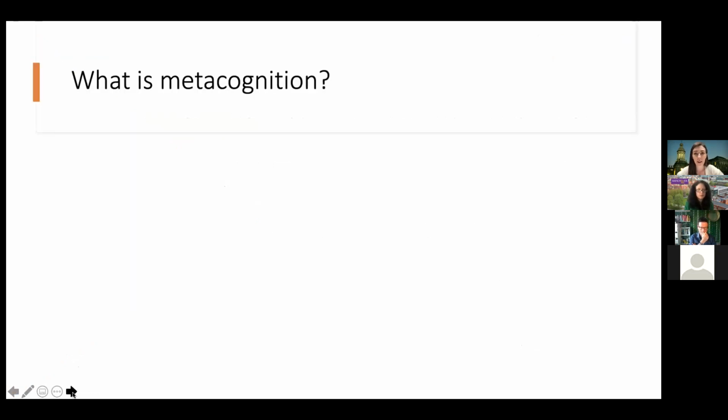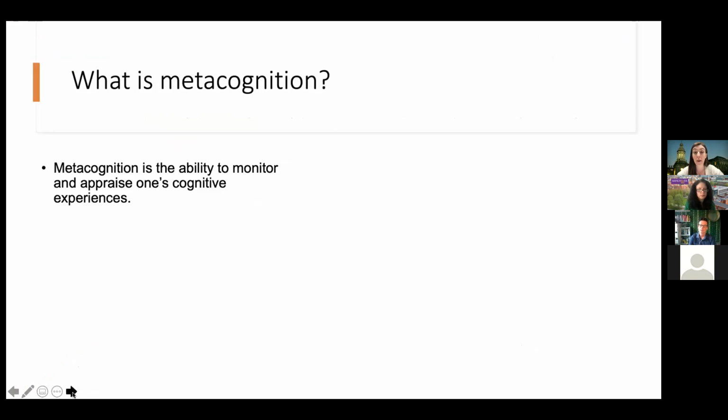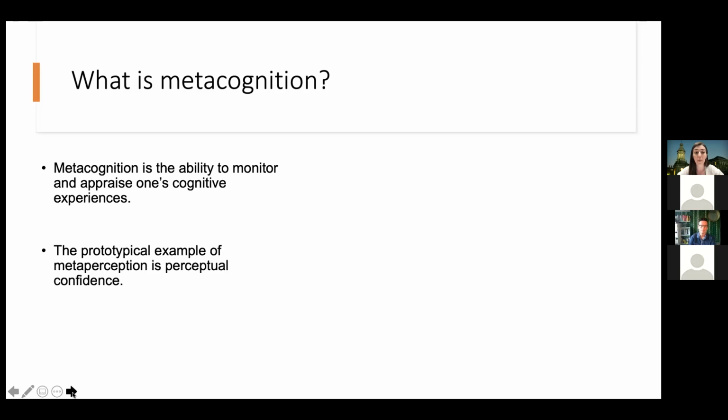So what is metacognition? Well, metacognition refers to our ability to monitor and appraise our cognitive experiences relating to our perceptual experiences, memory processes, and also decision making. And a prototypical example of meta-perception is something called perceptual confidence.